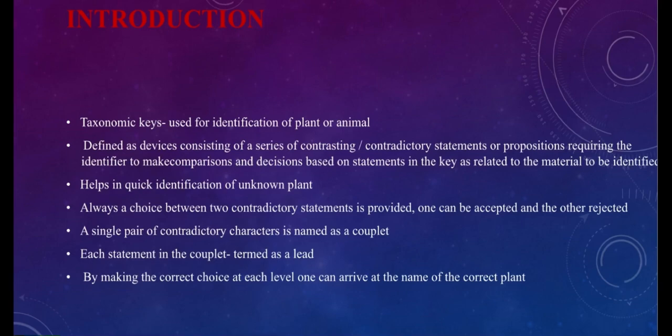Always a choice between two contradictory statements is provided. One can be accepted and the other rejected. A single pair of contradictory characters is named a couplet. Each statement in the couplet is termed a lead. By making the correct choice at each level, one can arrive at the name of the correct plant.